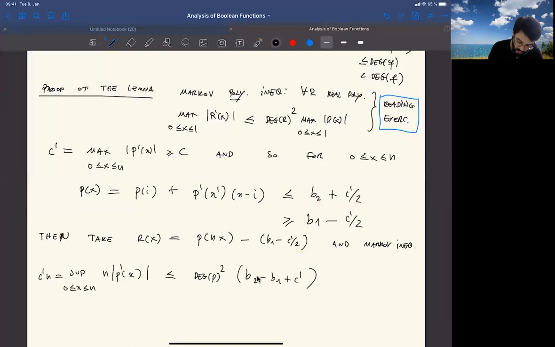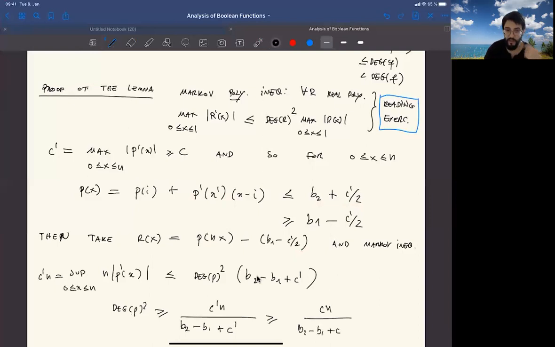Okay, so then you conclude that degree of p squared is greater or equal than c prime n divided by b2 minus b1 plus c prime. But this is greater or equal than c n divided by b2 minus b1 plus c, because c is less or equal than c prime, and you can easily show that this is true. And so you finish the proof.